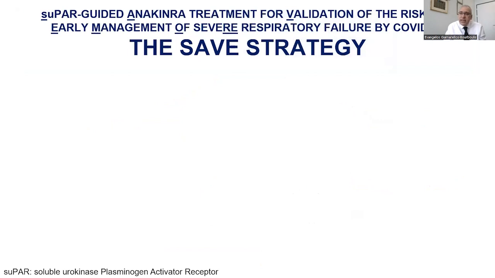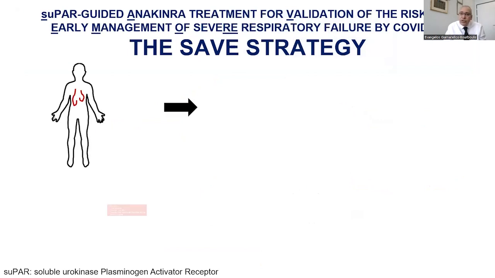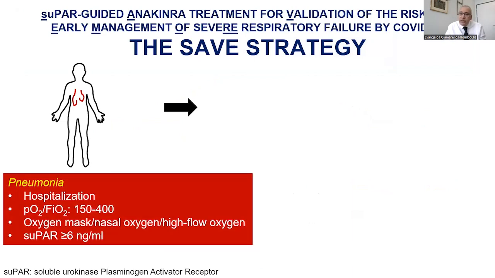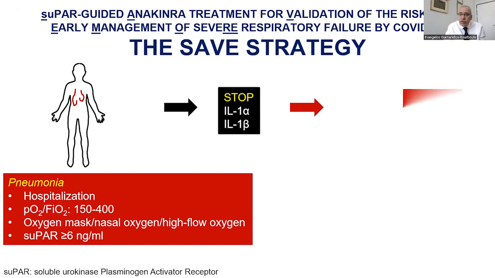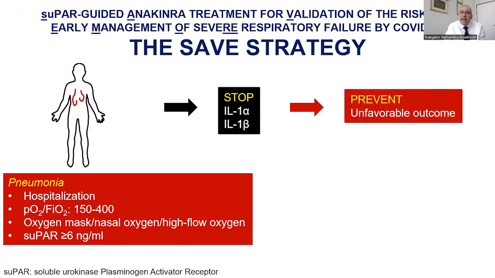With this in mind, we decided to develop a strategy which relies on a biomarker, which when increased, the name of the biomarker is suPAR, informs that the patient is under attack of IL-1 alpha and IL-1 beta. We speak about patients who are not yet critically ill, but they are admitted to hospital. They are in need of oxygen, either by nasal prongs or oxygen mask or high flow oxygen.